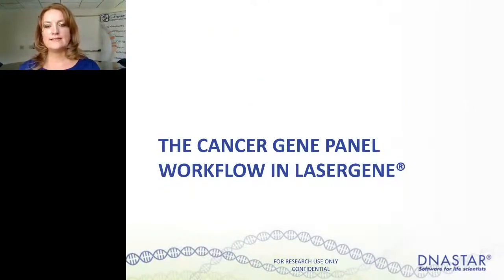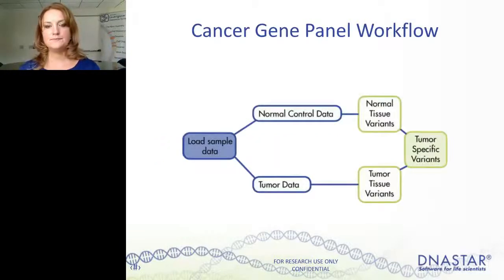So let's get into the details of the cancer gene panel workflow in Lasergene. Here's a really simplified flow chart showing what I'm going to walk through today. What's nice about this workflow is that it allows you to load your normal control data and your tumor data in one step as part of the workflow. And then the engine software will calculate the normal variants as well as the tumor tissue variants. And then with just 3 easy filtering steps in the ArrayStar application, we'll get our tumor-specific variants.